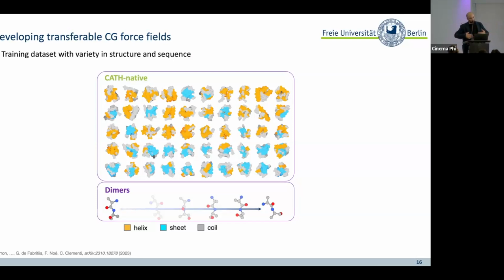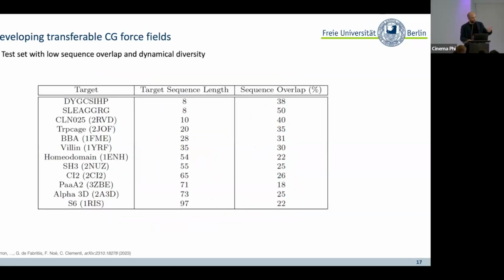This was done in order to, let's say, give the model some information about long-range interaction and very short-range interaction. And as a validation set, we use different proteins that were never seen during the training set. So they are completely outside of the training set.